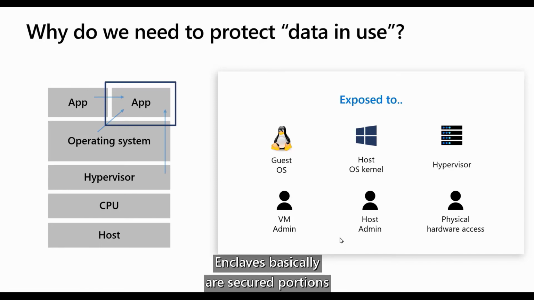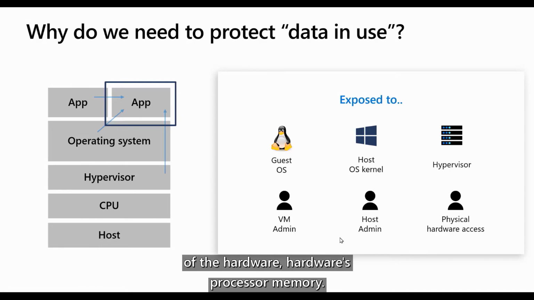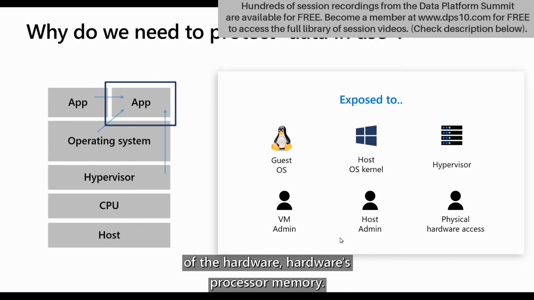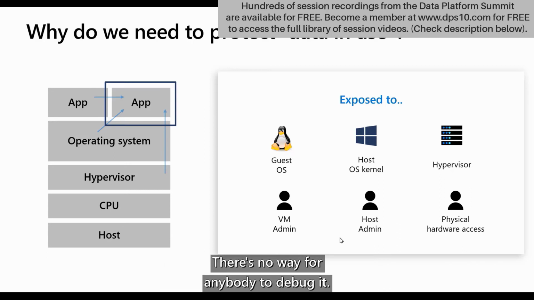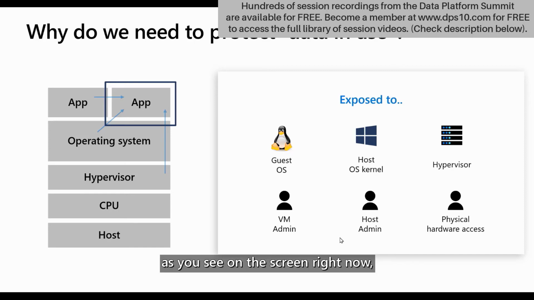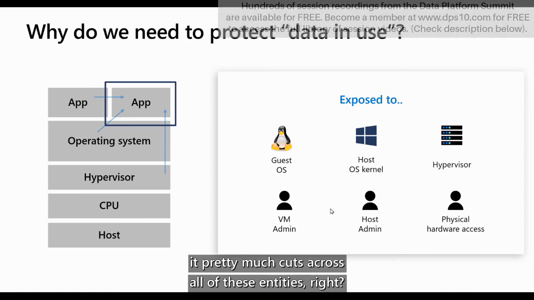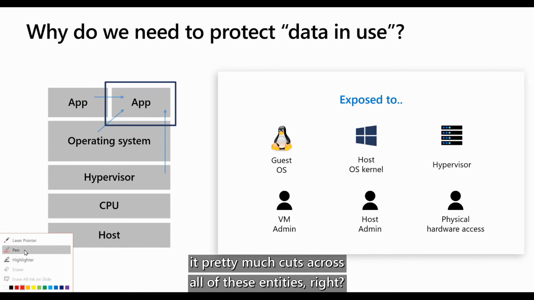Enclaves are secured portions of the hardware's processor and memory. So there's no way to view data or code inside the enclave, even with the debugger. When we want to debug an application in production, we want to see what happened if there's any anomaly or exception. There's no way for anybody to debug it. If you look at the exposure of an application and data, as you see on the screen right now, it pretty much cuts across all of these entities.